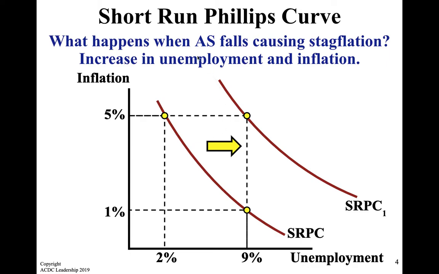Now, when you're talking aggregate supply, you're going to be moving the entire short run Phillips curve. You're going to shift the whole thing.